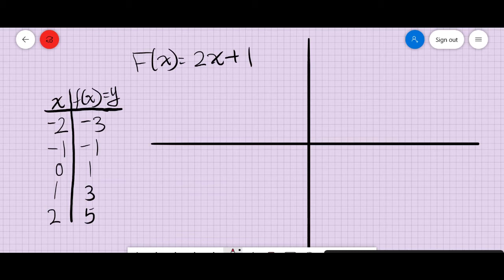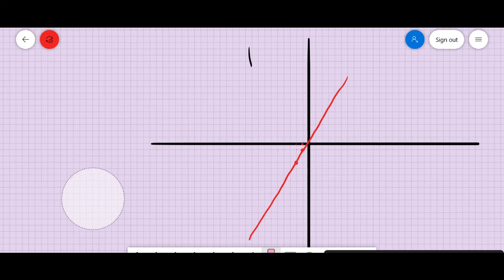So first here, when x is minus 2, so that's 1, 2, minus 2. Y is minus 3, that's 1, 2, 3, minus 3. So this is a point. And when x is minus 1, y is minus 1, that's minus 1, another point. So we connect those points like that. And now the graph is finished.